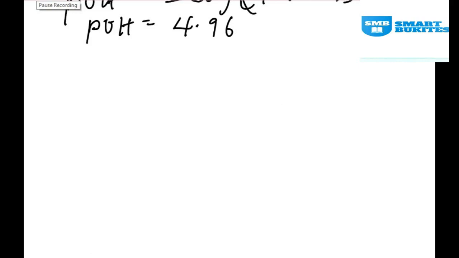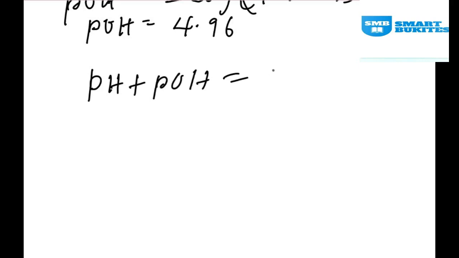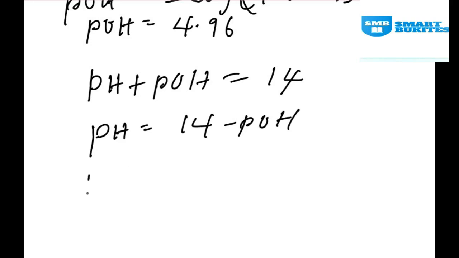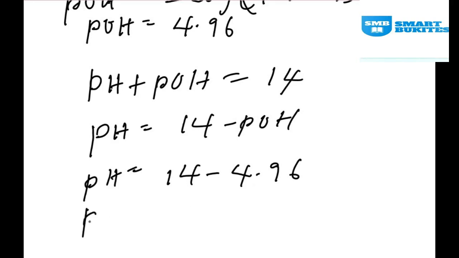So this is the pOH we find, but if you go back to our question, we are to find the pH. So from this equation, pH plus pOH is equal to 14. So now we can make pH the subject of the formula by saying pH is equal to 14 minus pOH. Then we say pH is equal to 14 minus 4.96. Now our pH is equal to 9.04. So this is the pH.